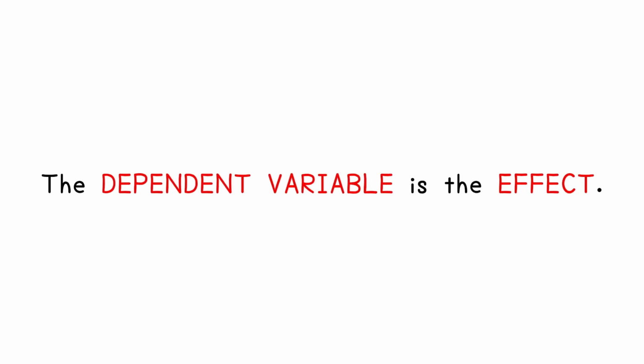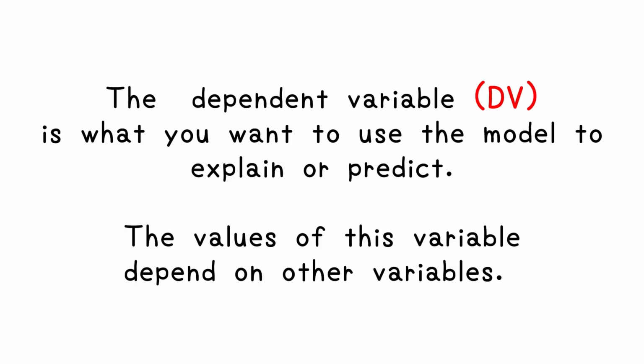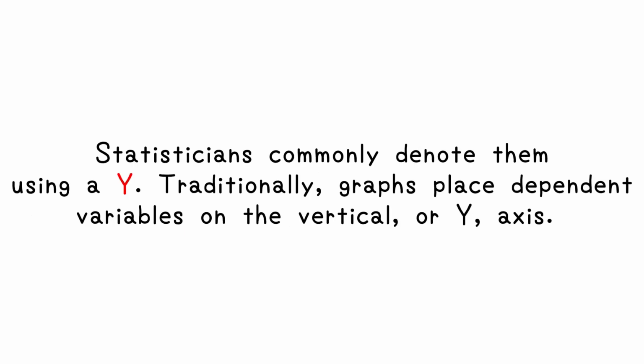The dependent variable is the effect. Its value depends on changes in the independent variable. The dependent variable or DV is what you want to use the model to explain or to predict. The value of this variable depends on other variables. It is the outcome that you're trying to study. It is also known as the response variable, outcome variable, and left-hand variable. Statisticians commonly denote them using a y. Traditionally, graphs place dependent variables on the vertical or y-axis.